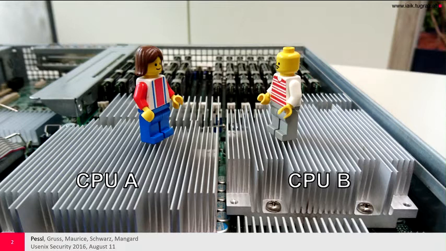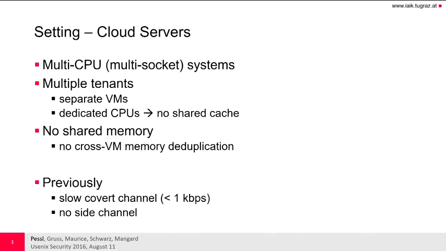This already brings me to the concrete setting we evaluate in our work. We consider multi-CPU, multi-socket systems. On such systems, you typically have multiple tenants which are co-located on this one system, and they are isolated by using separate VMs. These tenants can then run on different physical CPUs, either just by coincidence or because they were assigned by the hypervisor to dedicated CPUs so that cache attacks are not possible. Anyway, we cannot assume that there is a shared CPU cache.